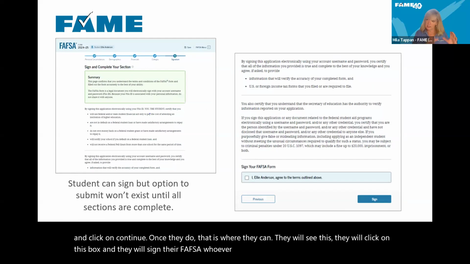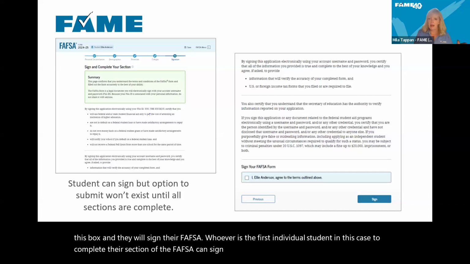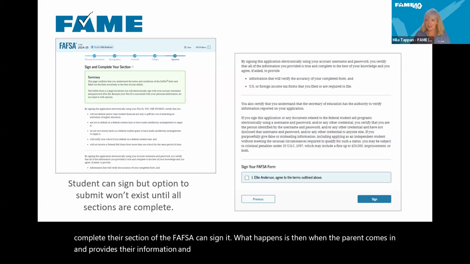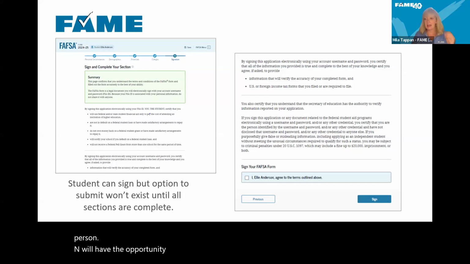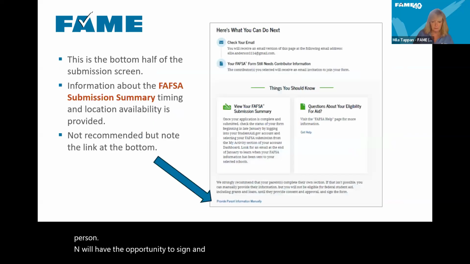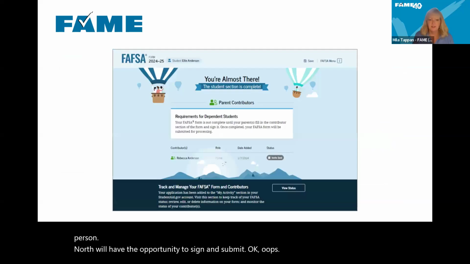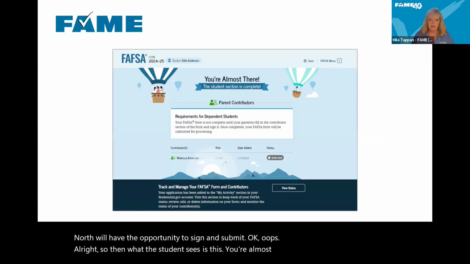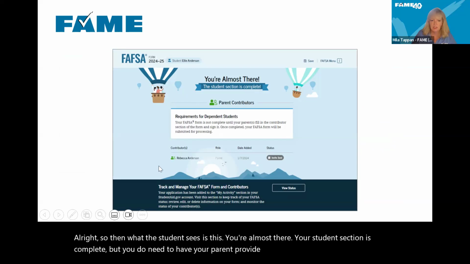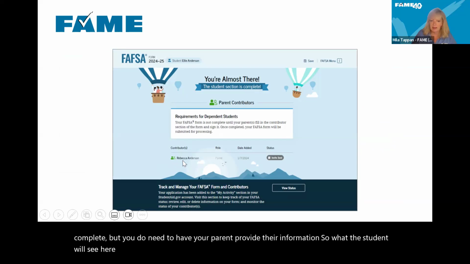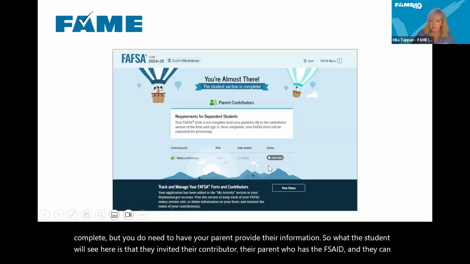Whoever is the first individual, student in this case, to complete their section of the FAFSA can sign it. What happens is then when the parent comes in and provides their information, they're going to sign and submit the FAFSA. So the last person in will have the opportunity to sign and submit. Okay. All right. So then what the student sees is this. You're almost there. Your student section is complete, but you do need to have your parent provide their information. So what the student will see here is that they invited their contributor, their parent, who has the FSA ID, and they can see that that invitation was sent.